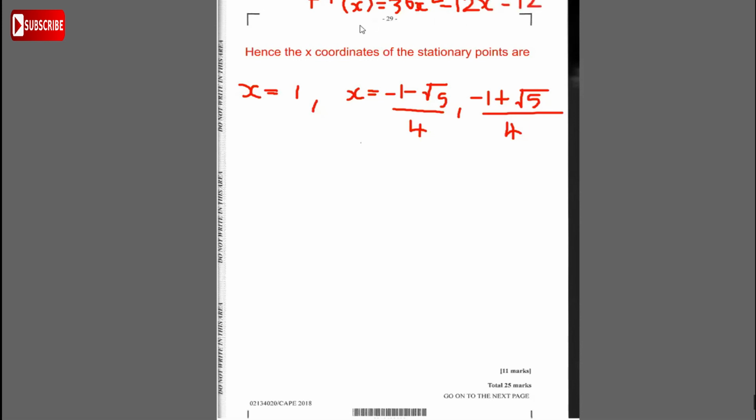That's the second derivative. So all we need to do now is find f double prime of 1. When we find f double prime of 1, we have 36 times 1 squared minus 12 times 1 minus 12. So f double prime of 1 is 12, which is greater than 0. And so we can conclude x equals 1 is a minimum point.